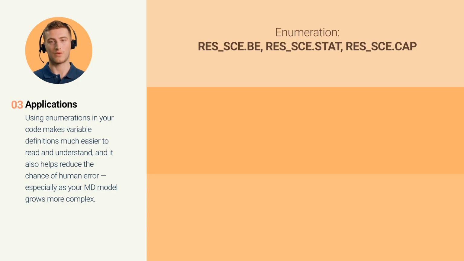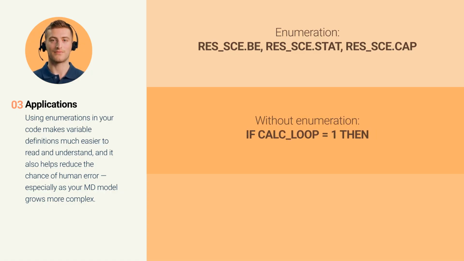Let's say we're working with an MD model that uses the calculation looping technique. Each calculation loop is used to calculate a different type of reserve. Without enumerations, we have to write conditions like, if calculation looping equal to 1 then. The problem is, we need to remember what each number stands for. Does 1 mean best estimate? Is 2 for statutory? What about 3?